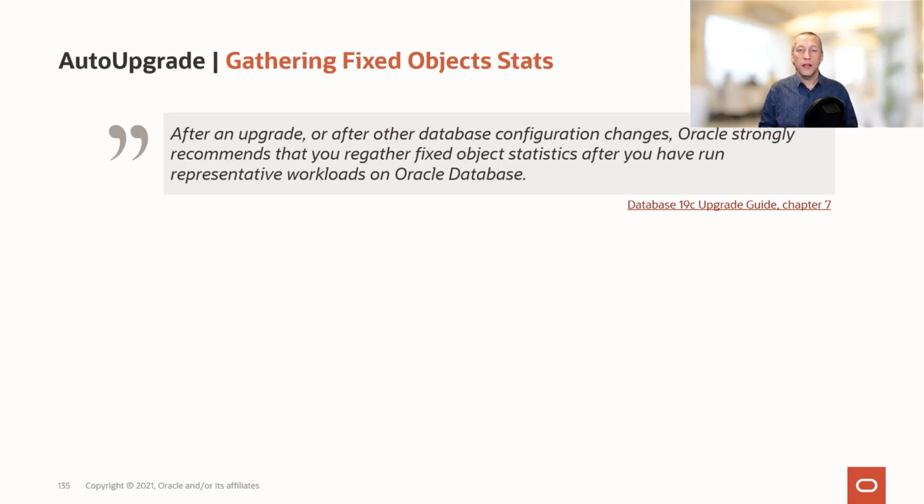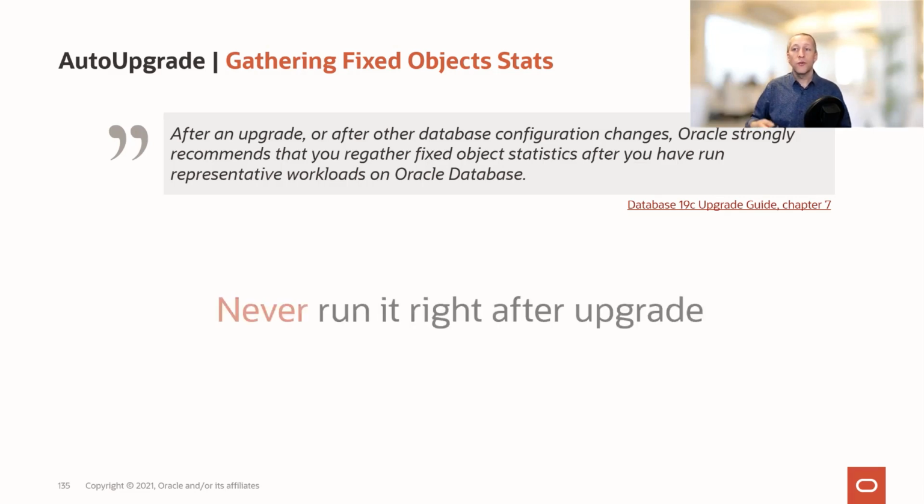In addition to that, we have to talk about gathering fixed object statistics. If you look in the upgrade guide, we have a very clear recommendation that tells you to gather fixed object statistics after the upgrade, but you have to do it after you've run a representative workload on your database. You should never run it directly after upgrade. Why is that, you might ask?